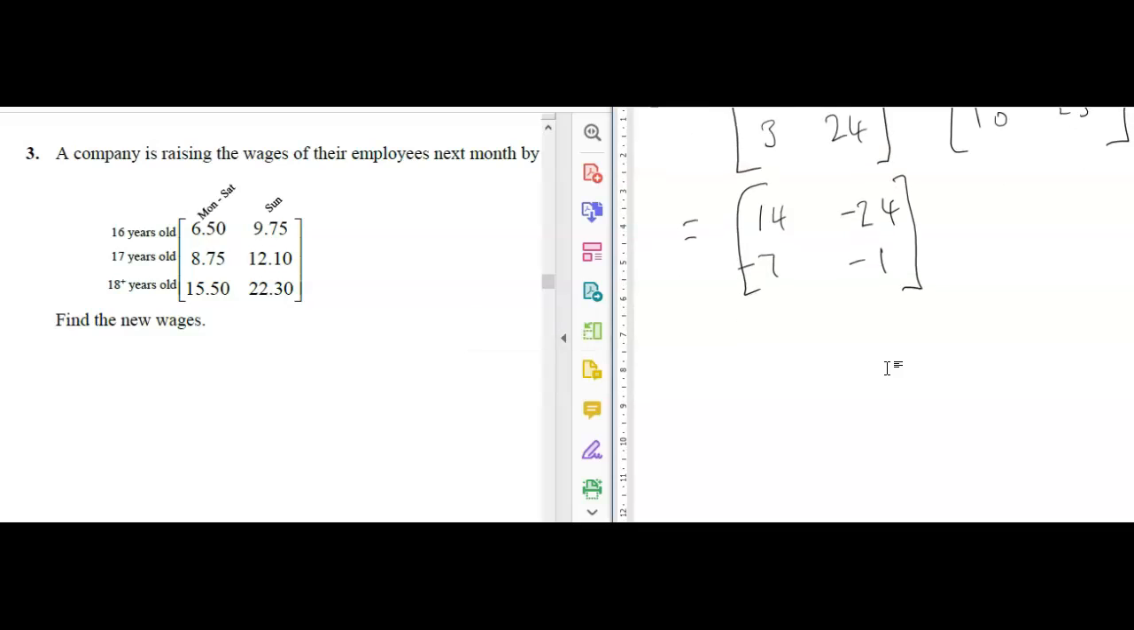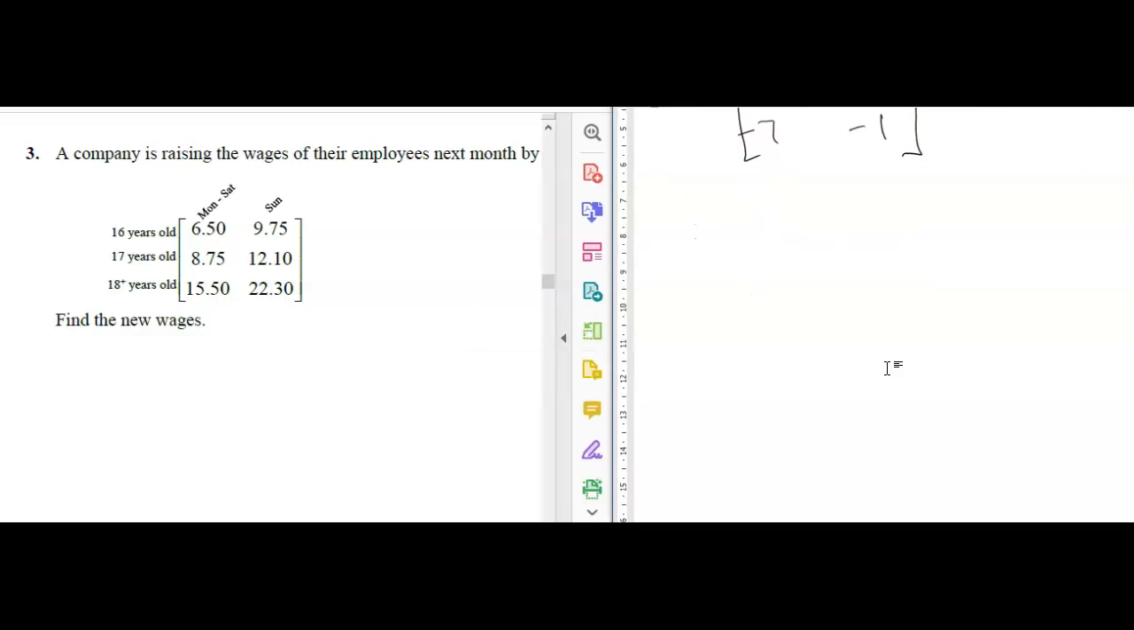Okay, so here is an application question. Okay, so a company is raising the wages of their employees next month by 30%. I've already read the question, so I know it's 30%. Now, if you're increasing something by 30%, you're basically increasing it by 130%. Okay, so you're multiplying it by 130%. Because if I multiplied it by 30%, I'm only going to get 30% of that number.